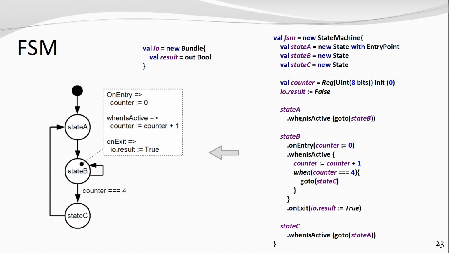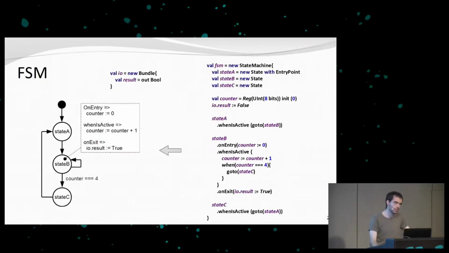And then you can say, on state B, on entry, I want to set my counter to 0. When state B is active, I want to increment my counter each cycle, and I want to check if my counter is equal to 4. Then I want to go to state C. And on exit of state B, I want to put my IO result to true. I mean, this is really something to show you that SpinalHDL is not a fixed syntax. You can extend it. You can create new abstractions on top of it, depending on your challenges. It could be really useful.